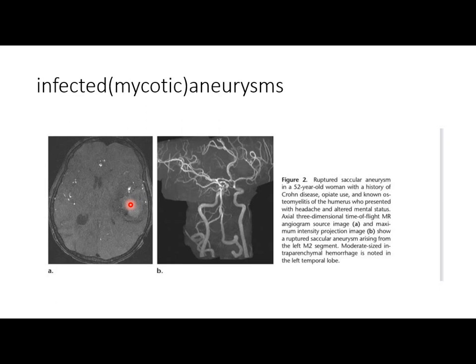And also we have here the left M2 segment with a hemorrhage noted here. The M2 segment of the middle cerebral artery shows a ruptured aneurysm.